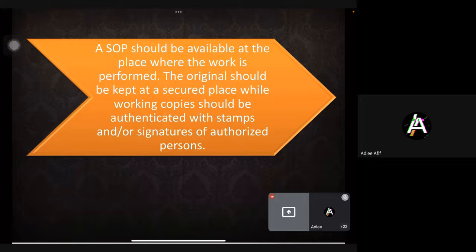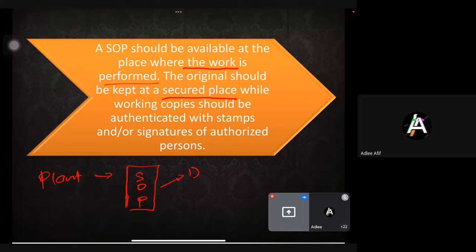Okay, a SOP should be available at the workplace, okay, at the place where the work is performed. So let's say if later on you're going to work at a plant, at the plant, the SOP should be there. So let's say this is the SOP. All right, the original should be kept at a secure place. Okay, maybe the first one, you're going to keep it at the admin office.